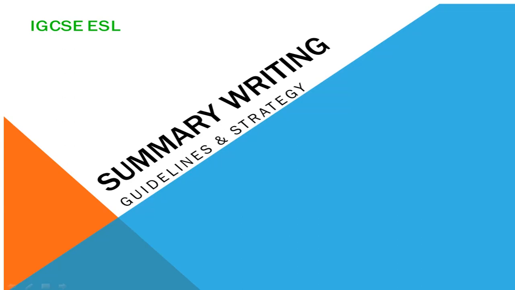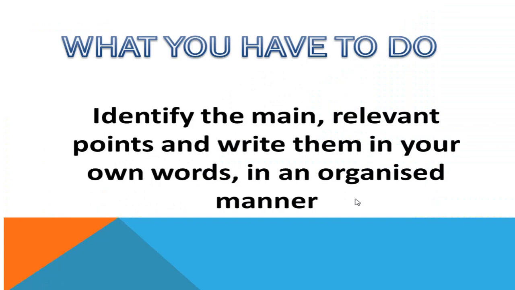So here we are going to explain the basic guidelines for successfully completing a summary writing task and the step-by-step strategy for doing that. First of all, we have to understand what our objectives are in writing a summary. So what do we have to do? Identify the main relevant points and write them in your own words in an organized manner. That is the task. Here we have to first collect the points and recognize the points that the examiner asks us. Secondly, it should be relevant. It should not be irrelevant points, and it should be up to the point.